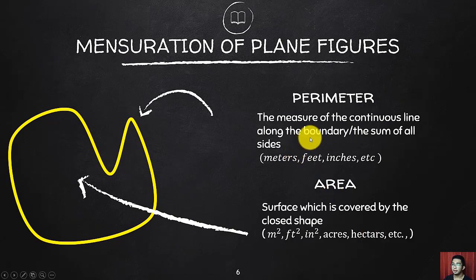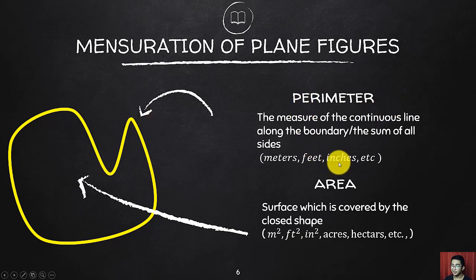Okay, so the measure of the continuous line, let's say this is a plane figure. Take note, plane figures are two-dimensional figures, meaning they are flat. In the simplest possible way, I'll put it as flat. So the perimeter of a plane figure is the measure of the continuous line along the boundary, or the sum of all the sides. It is now forming the figure.